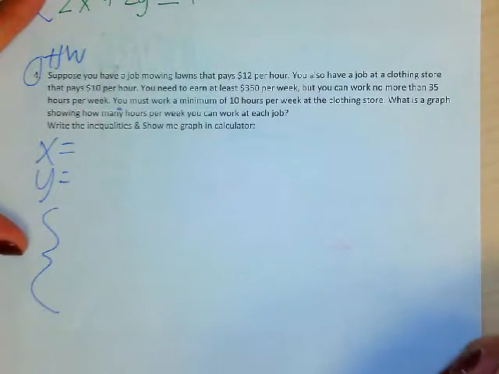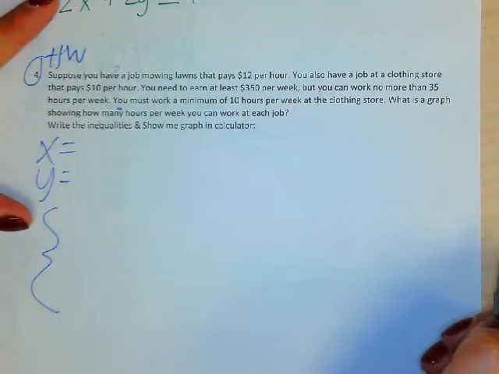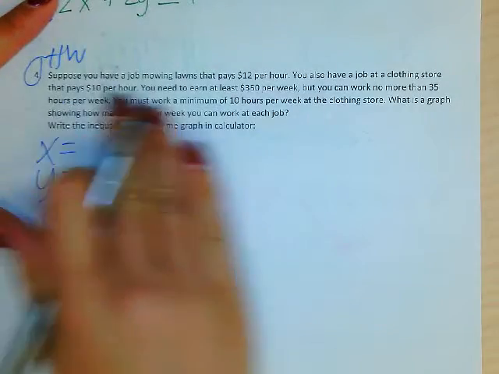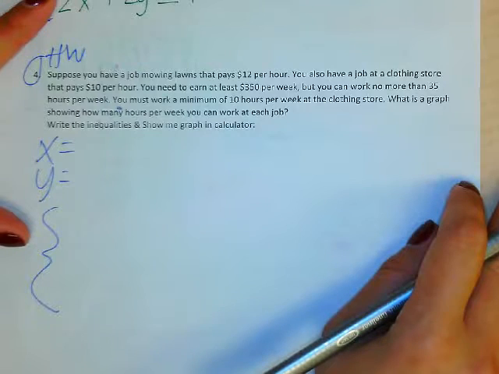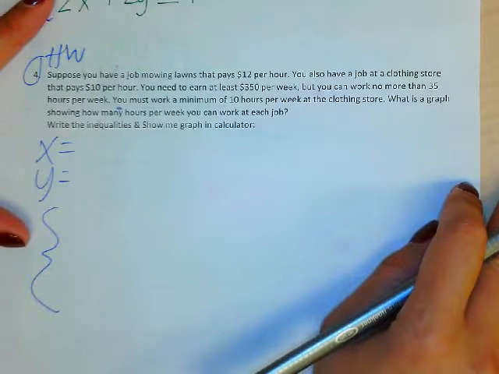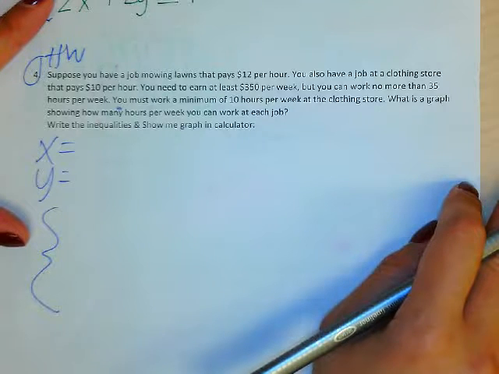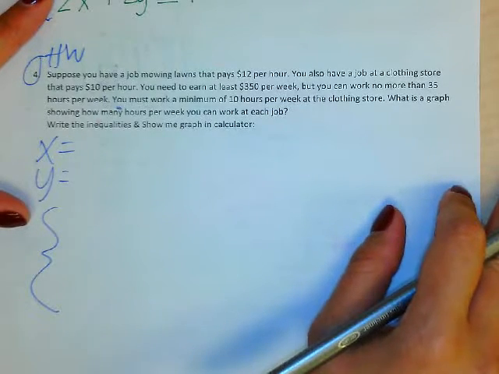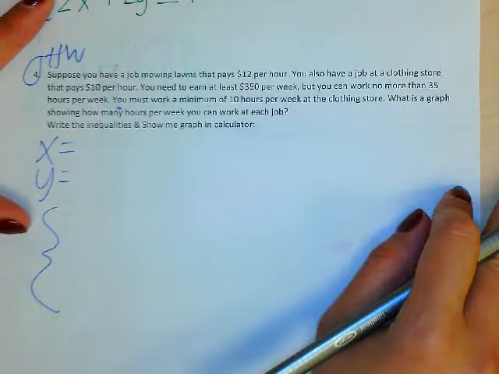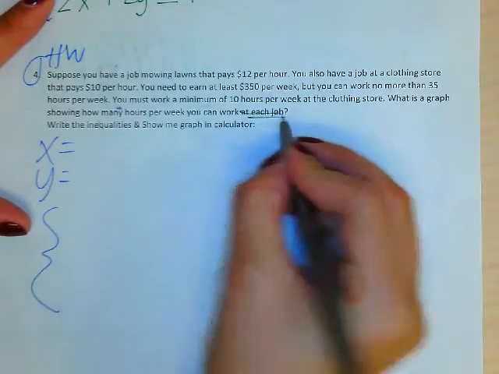Okay, so number 4 for the homework has a bunch of stuff. Remember that after you read it, suppose you have a job mowing lawns that pays $12 an hour. You also have a job at a clothing store that pays $10 per hour. You need to earn at least $350 per week, but you can work no more than 35 hours per week. You must work a minimum of 10 hours per week at the clothing store. What is a graph showing how many hours per week you can work at each job?